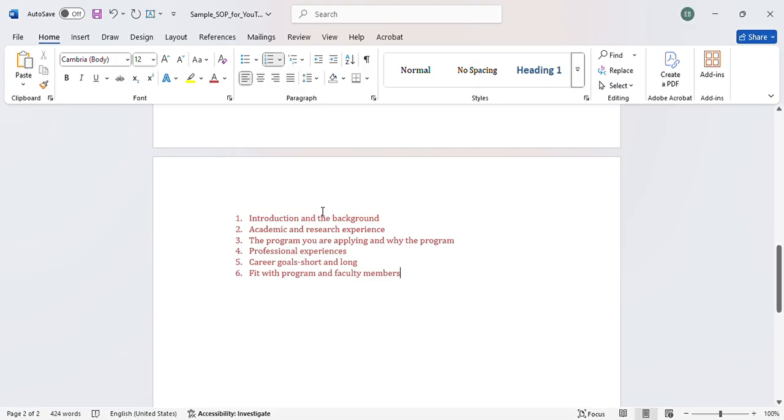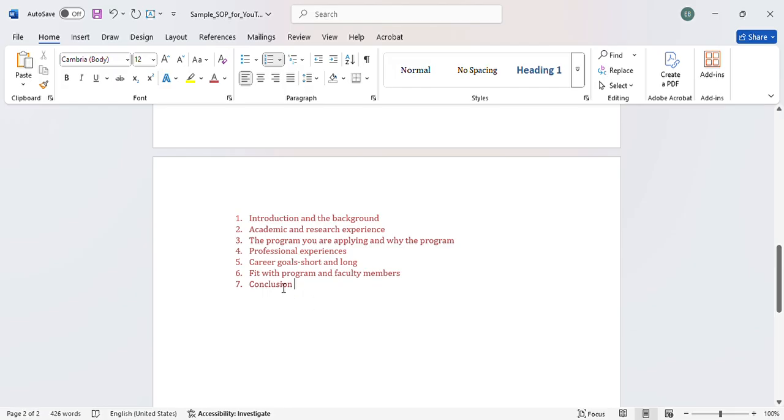If you are applying to a masters or a PhD program, it is good to get the program's objective and then the faculty members whose research aligns with yours. You can highlight it in your statement of purpose. And then the conclusion. So you could look at your introduction, academic and research experiences, the program you are applying to and why the program, professional experiences, career goals, short term and long term, fit with program and faculty members, and then the conclusion.